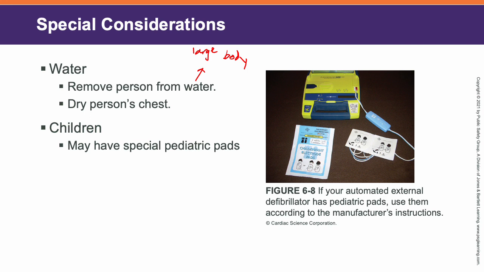So on an infant, if all you have is adult pads, then you're going to do what this picture shows you. You're going to put one on their chest and one on the middle of their back. That works just fine if you don't have access to pediatric or children's pads.